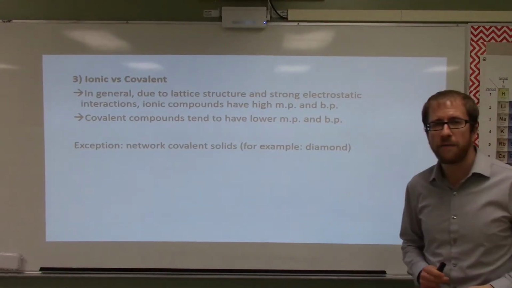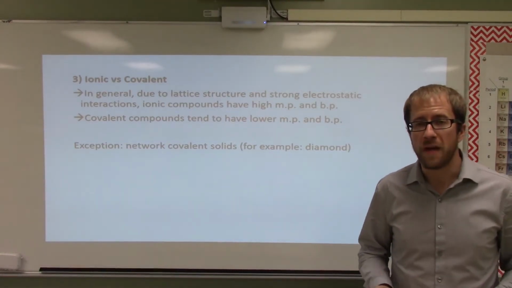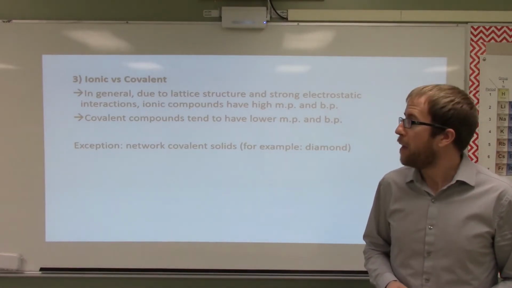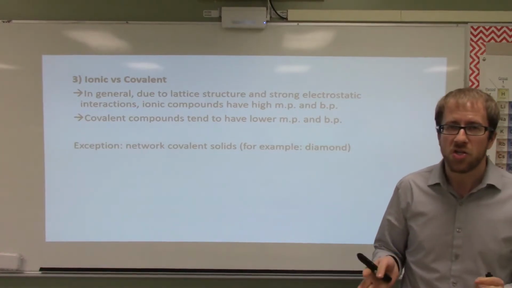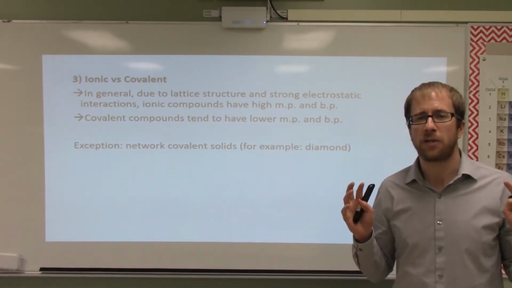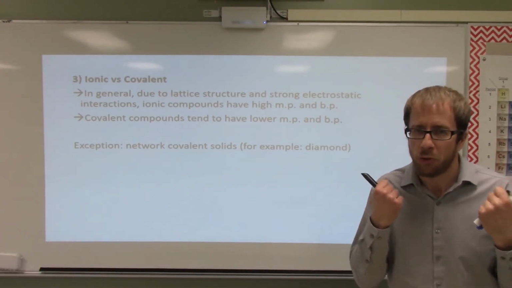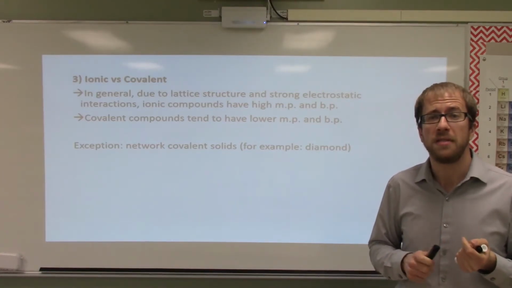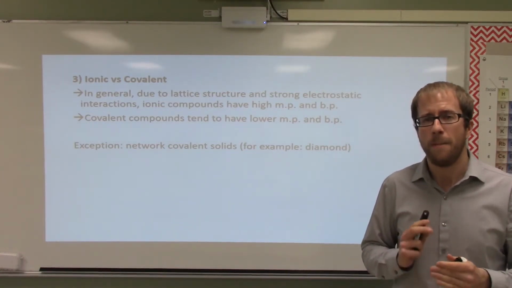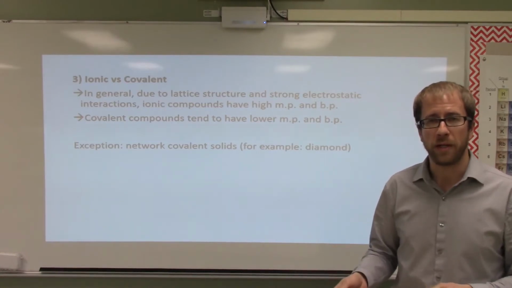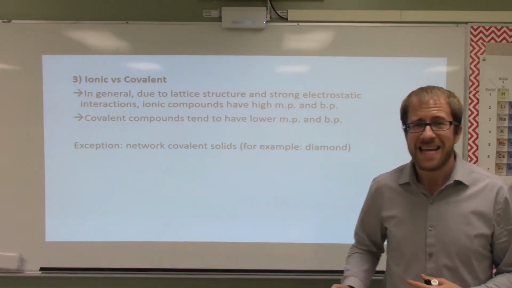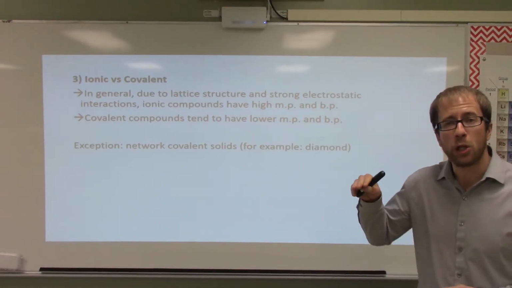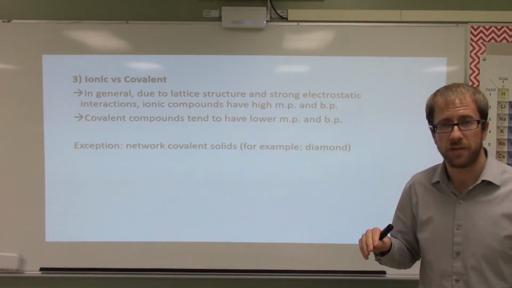And lastly, we have ionic versus covalent bonds. In general, due to the lattice structure and the strong electrostatic interactions between your ions, ionic substances have extremely high melting points and boiling points. Covalent compounds, on the other hand, tend to have much lower melting points and boiling points.